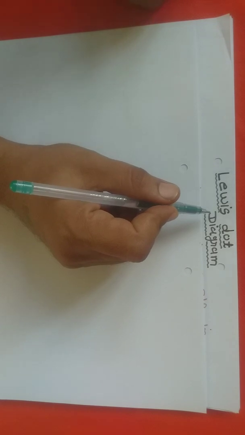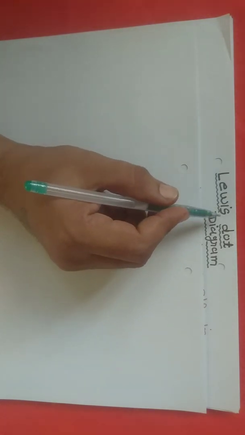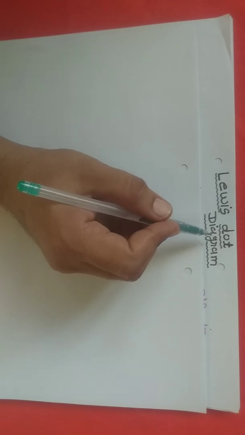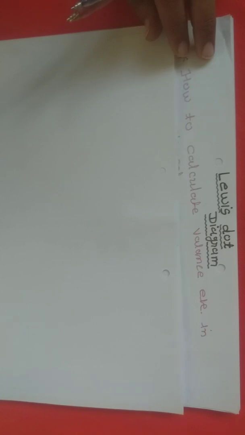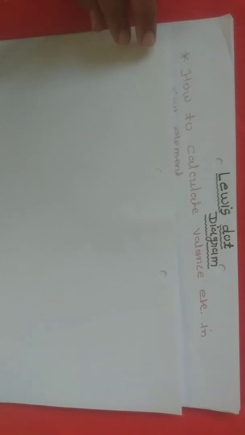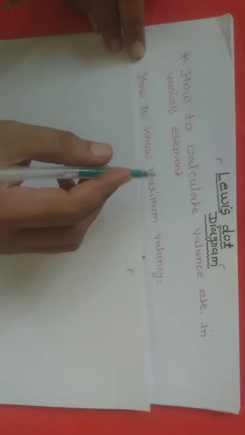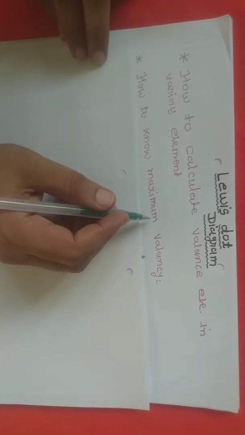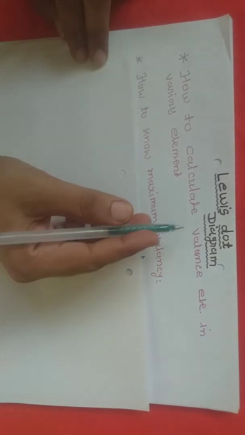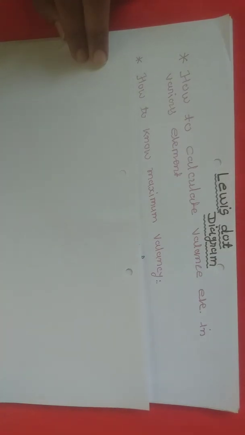In today's lecture, we will see what the Lewis dot diagram is and study various Lewis dot structures. The topic that we will discuss is how to calculate valence electrons in various elements, then how to know the maximum valency, because whenever you are going to draw a Lewis diagram of a polyatomic molecule, this concept is very essential. You must know this concept, and only then are you able to draw the Lewis dot diagram of a polyatomic molecule.